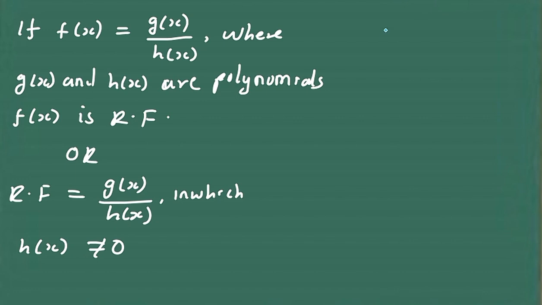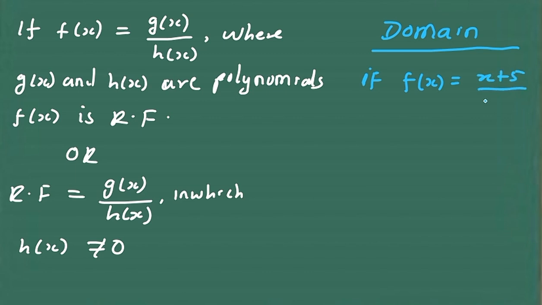Now let's look at the domain of a rational function. If f of x is given to be x plus 5 all over x minus 2, we have to find the domain of this function.